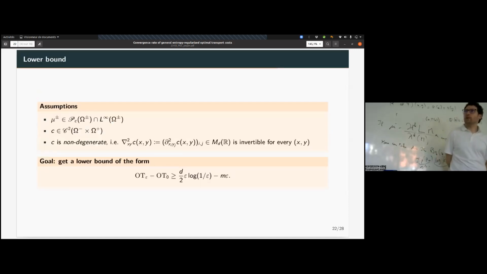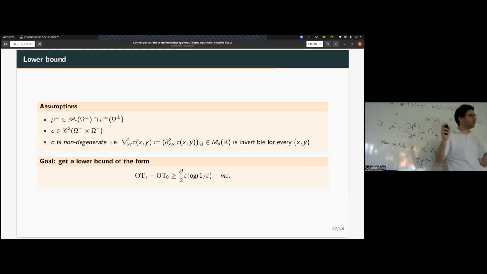Now for the lower bound, you have to use different assumptions. We introduce this non-degenerate condition, which was already used by McCann and Pass in their work on the rectifiability of optimal transport plans. And it was also used in the Ma-Trudinger-Wang theory. So it has the mixed derivative. You take the derivative with respect to y and the derivative with respect to x. So the square matrix, you assume that it's invertible. It's a little bit like the twist condition, but not exactly.